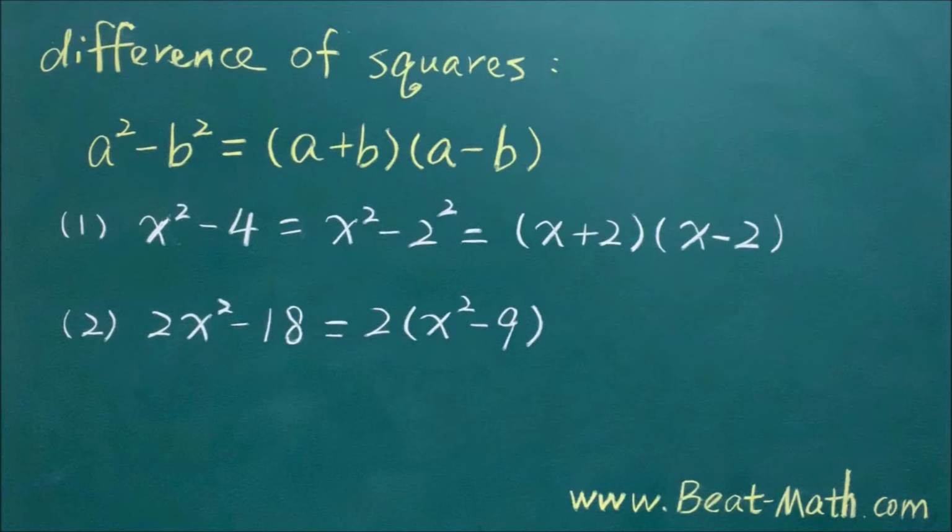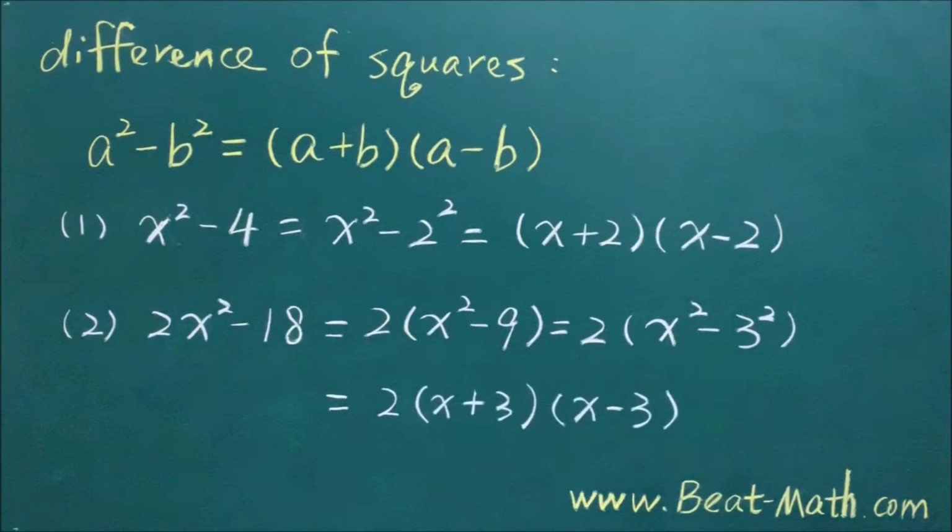Aha! Now we have a 9 here, which is the square of 3. Then we can apply the formula of the difference of squares and get 2 times the quantity of x plus 3 times the quantity of x minus 3. You see, when factoring, we first decide if there is a common factor in each term. If there is, factor out the common factor, then apply other methods later.